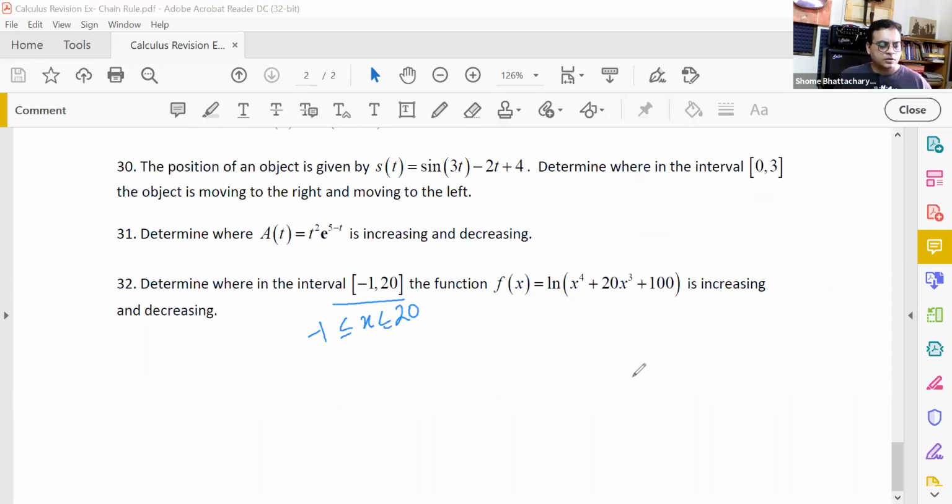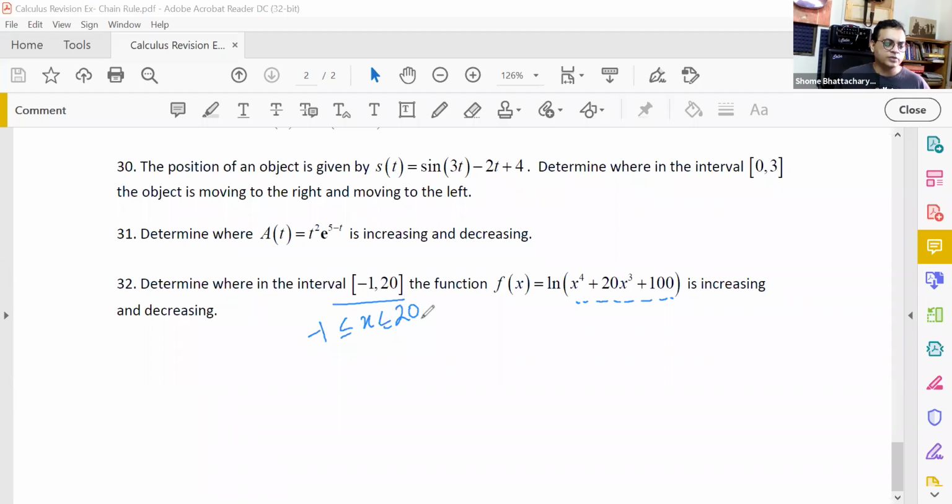Now overall, we can see one thing, that as long as the term inside ln does not become negative, y is defined. And that's going to be okay because we are not taking x smaller than -1. So when x is -1, for example, this term is -20 plus 1 plus 100. So there's no problem. We don't have to worry about the function not being defined for any point in this.